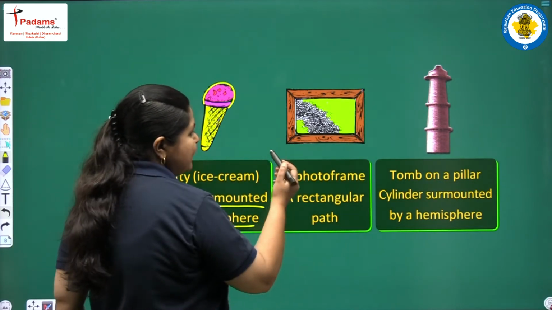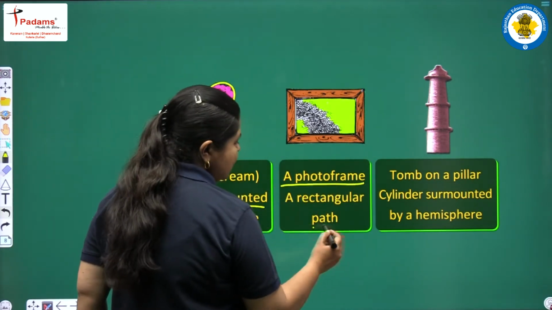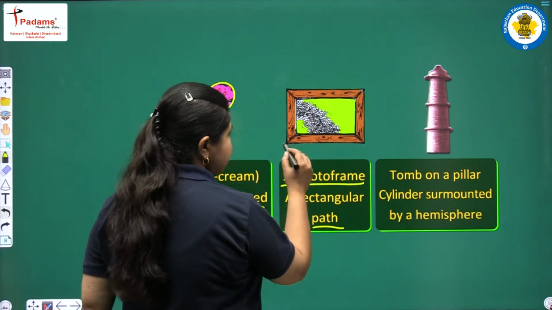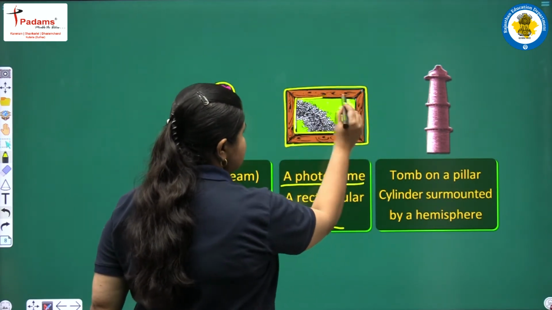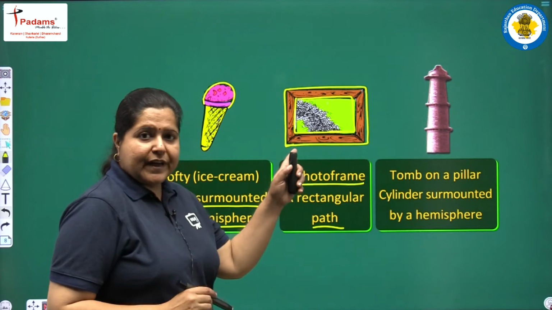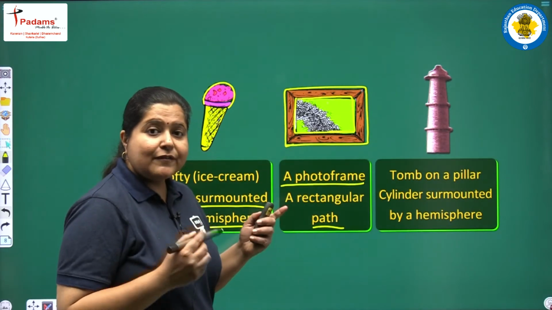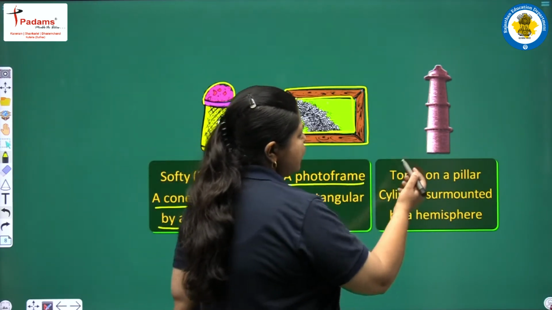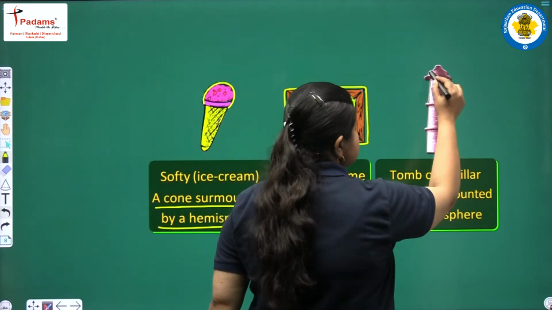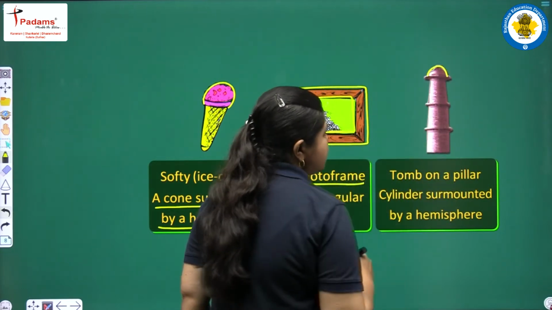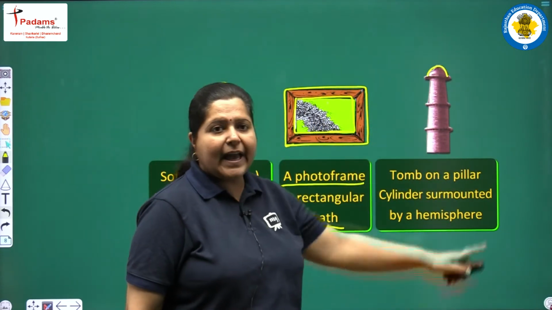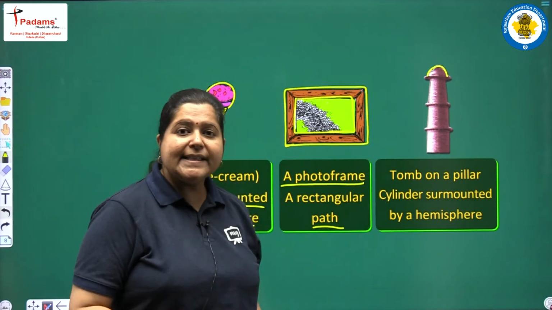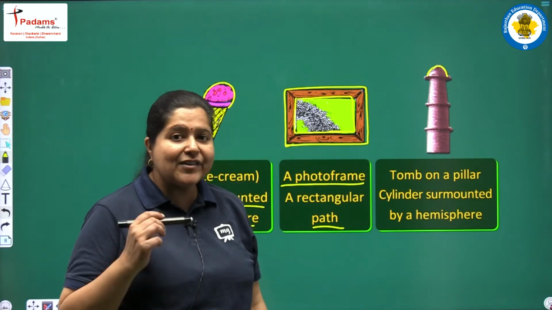Then here we have a photo frame, a rectangular path. You can see 2 rectangles are there. First one is this one, and then we have one more rectangle inside, which is a photo frame. So this is again a combination of 2 rectangles. Here you can see a cylindrical pillar surmounted by a hemispherical tomb. You can see this is a cylindrical pillar and at the top we have a hemisphere. So all these are combinations of different shapes.